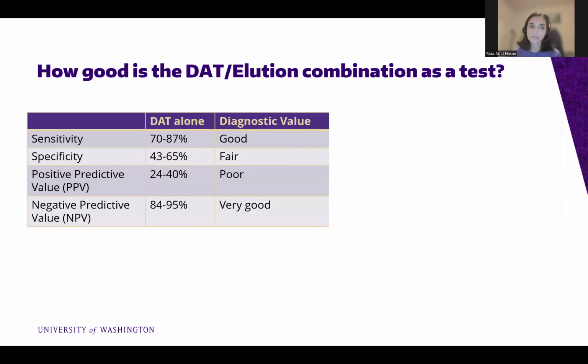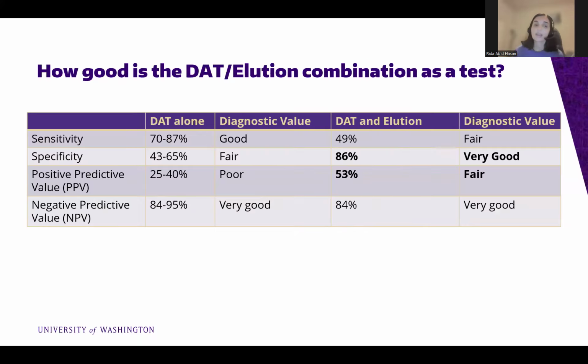So then I looked at the sensitivity and specificity of the elution in patients who already have a positive DAT. What does it add to the diagnostic value? What I noted is that it does add specificity. At least in my study, the elution studies had a specificity of 86%. So that brought our diagnostic value to very good. And the positive predictive value was 53%. So that made it decent compared to where we were in terms of the diagnostic value if your DAT is positive alone. If your DAT and elution are positive together, then it's actually a little bit better predictor of whether you're going to have an immune hemolytic anemia.